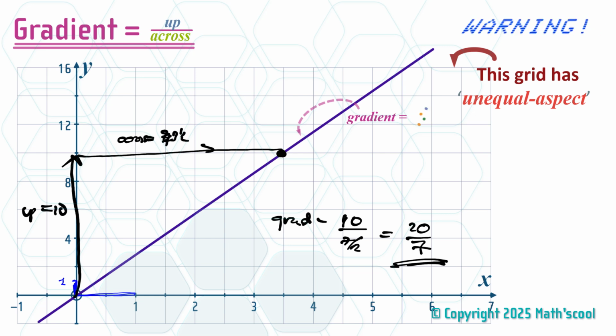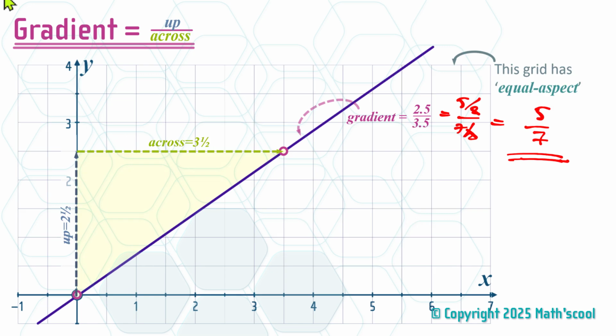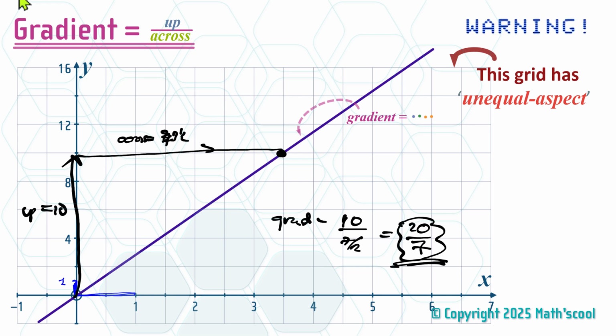So it's actually a steeper line than the previous one. It just doesn't look it. This has got a gradient of almost 3, whereas this one had a gradient of less than 1. But they look identical. Watch out for those unequal aspects.